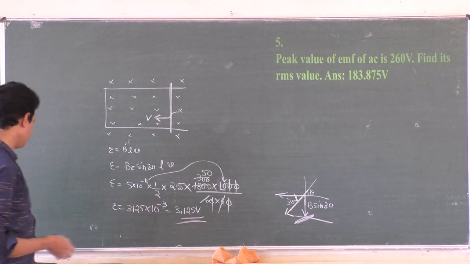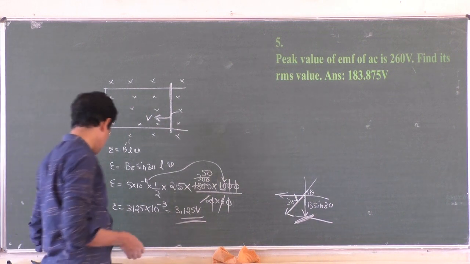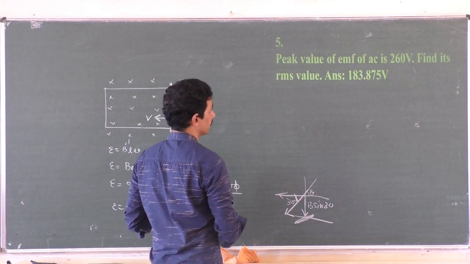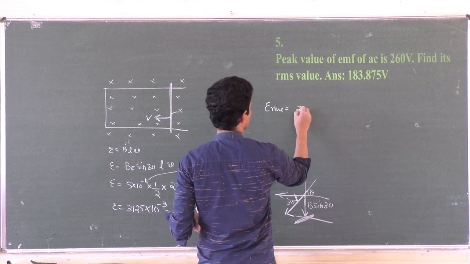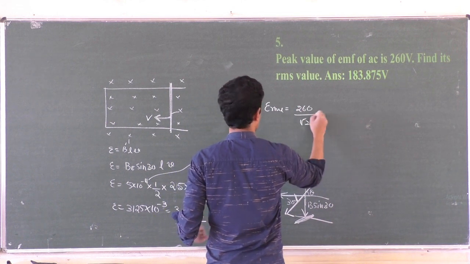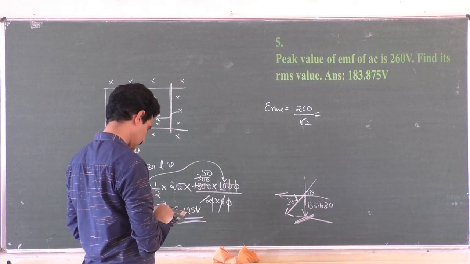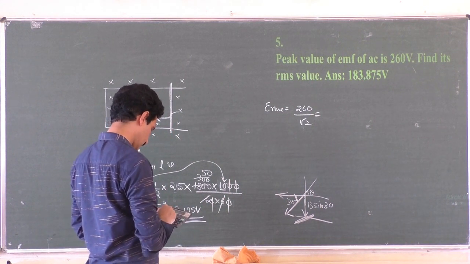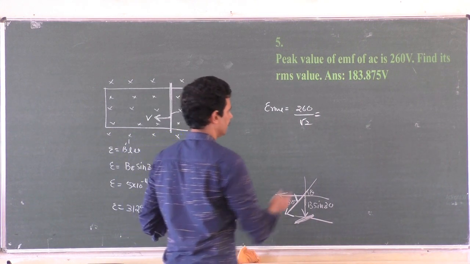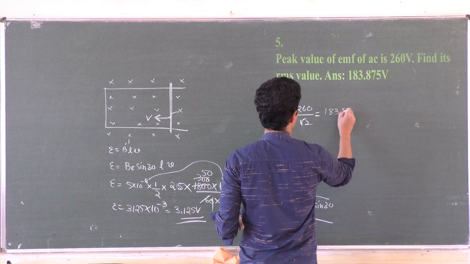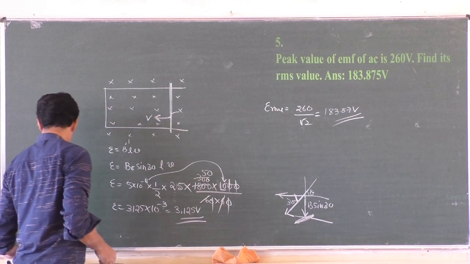5. Peak value of EMF is 260 volt. Find its RMS value. Very simple. Peak value is 260, so E RMS is equal to 260 by root 2. That's all. Just for reminding, I put 260 divided by 1.414. That is 183.87 volt. Next one.